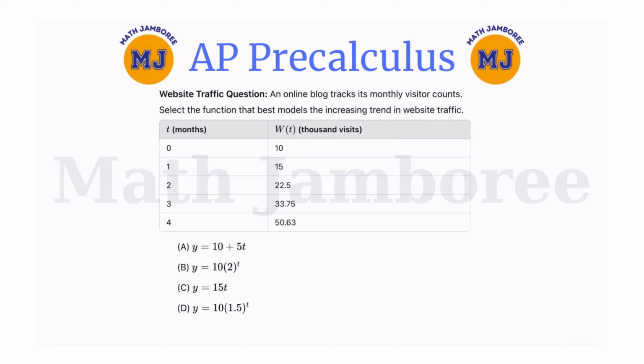Today we're diving into a problem from the topic of exponential function context and data modeling. We're looking at how to model website traffic using exponential functions. Let's get started.